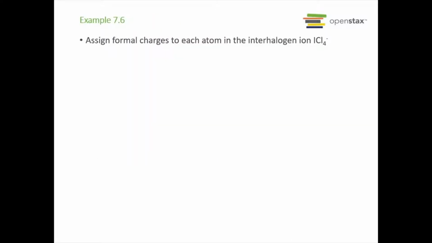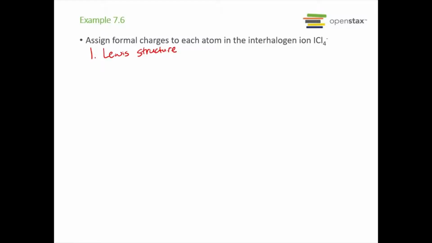So let's look at an example. I purposely don't have any information here from the book because they change how they calculate the formal charges of everything. It ends up being the same answer, but I want to stick with our original definition of how to calculate formal charge. So we want to assign our formal charges to each atom in the interhalogen ion ICl4-. The first thing we need to do is draw the Lewis structure. Step 1 is to draw our Lewis structure.